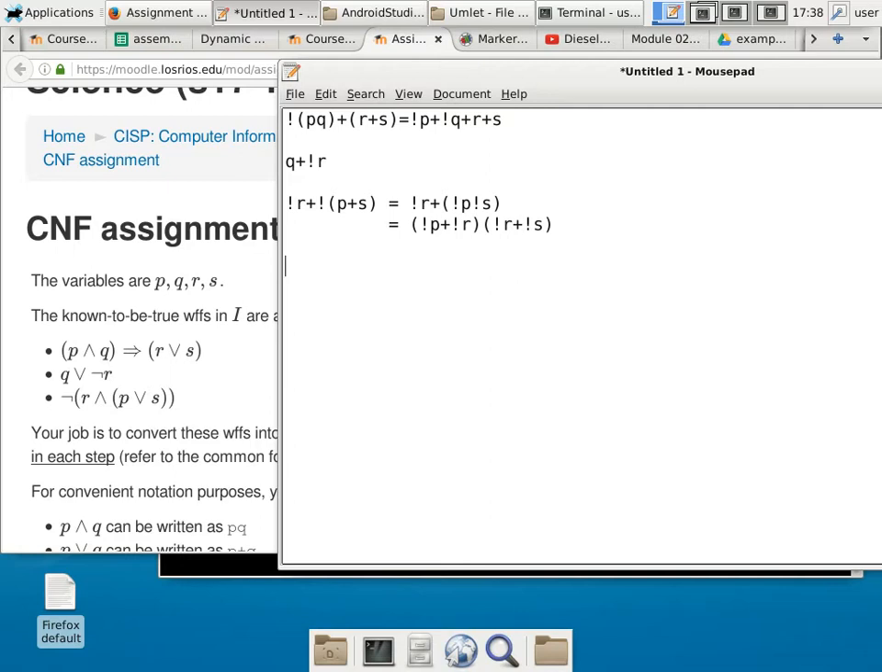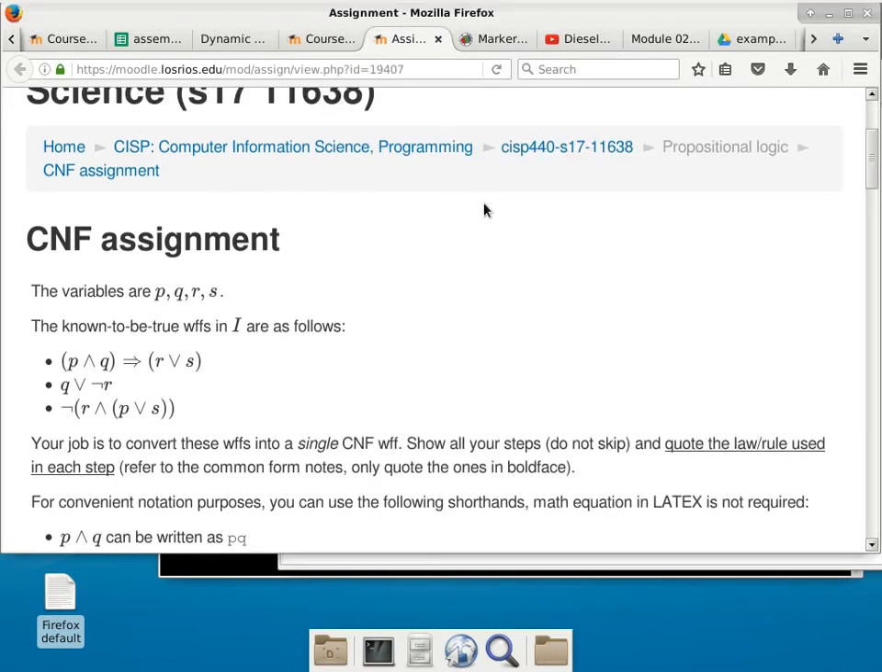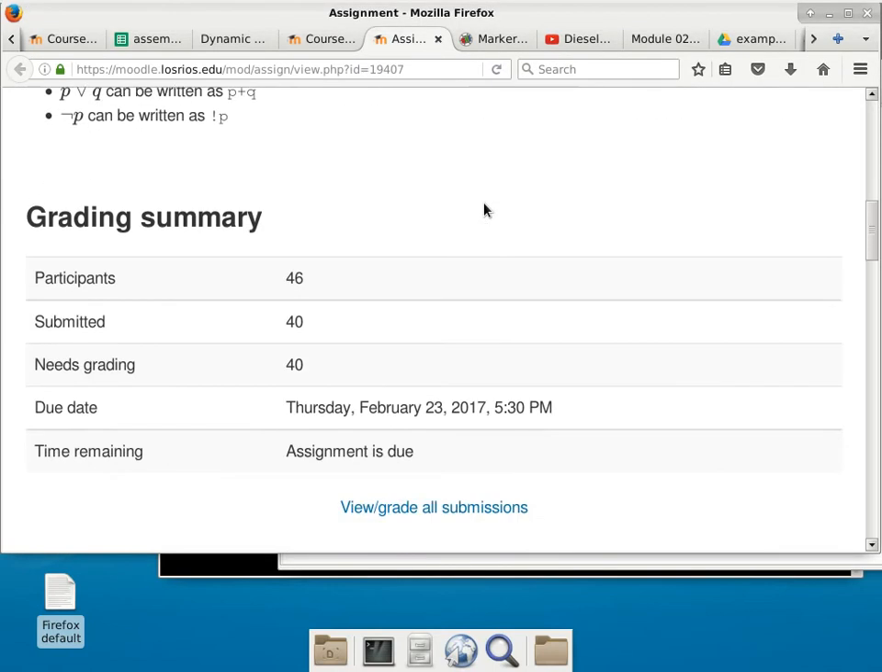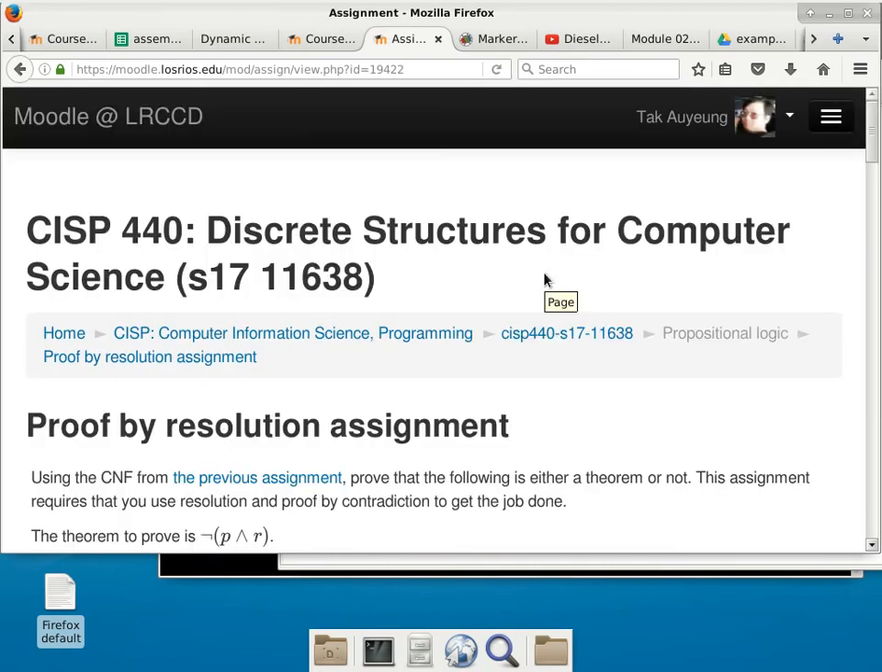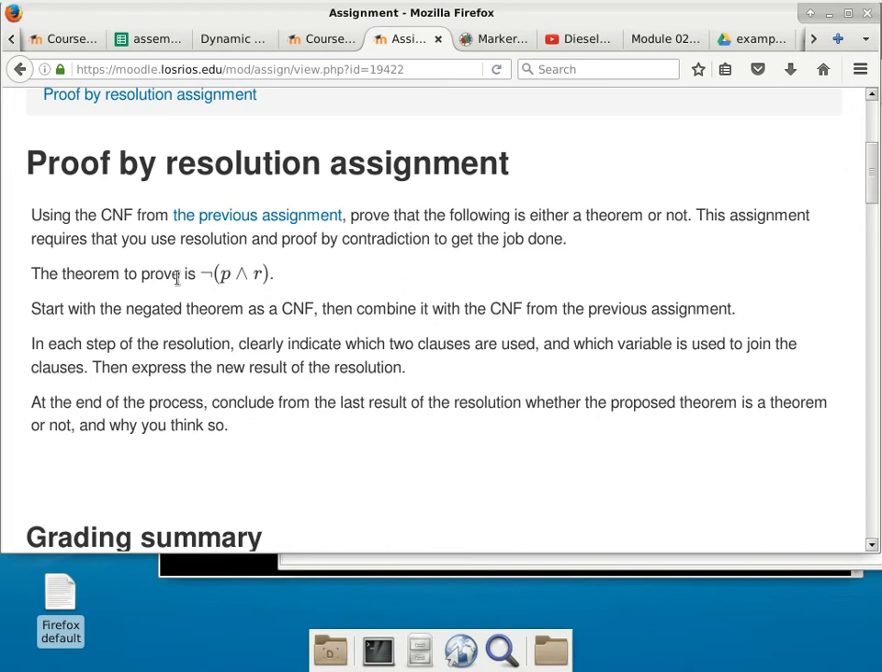So at this point, we can now move on and talk about the current homework assignment, the one that's due like a few minutes ago. That one is the actual resolution proof. And the theorem that you want to prove is very convenient because it is the negation of a conjunction.